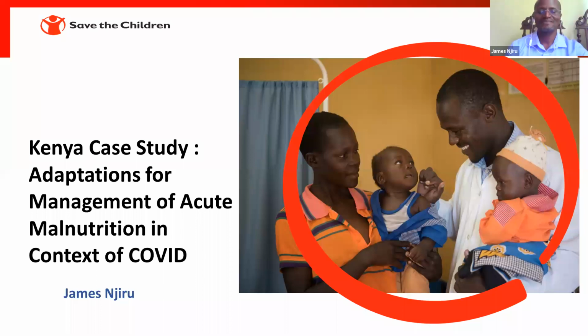Thank you so much. I will try to save time. My name is James Njiru. I'm working for Save the Children as a nutrition specialist in Kenya. I'm going to take you through the context in Kenya for COVID-19. And I'm also going to give you some recent adaptations that are being considered, that have been either implemented or have been lined up for implementation for treatment of acute malnutrition in this environment.